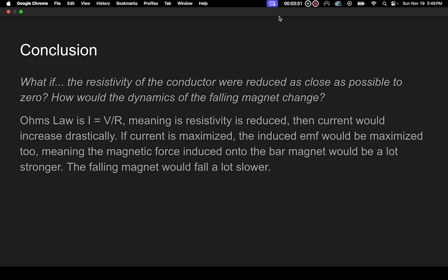The conclusion: what if the resistivity of the conductor were reduced as close as possible to 0? How would the dynamics of the falling magnet change? Ohm's law is I equals V over R, meaning if resistivity is reduced to almost 0, the current would increase drastically to almost maximum. If the current is maximized, the induced EMF will be maximized too, meaning the magnetic force induced onto the bar magnet would be a lot stronger, and the falling magnet would be a lot slower as well.